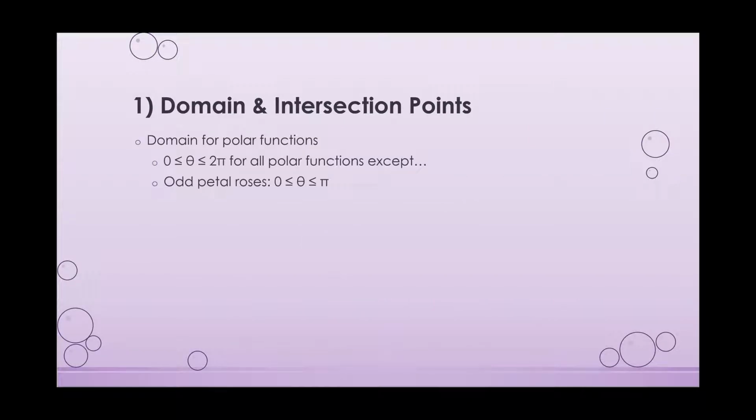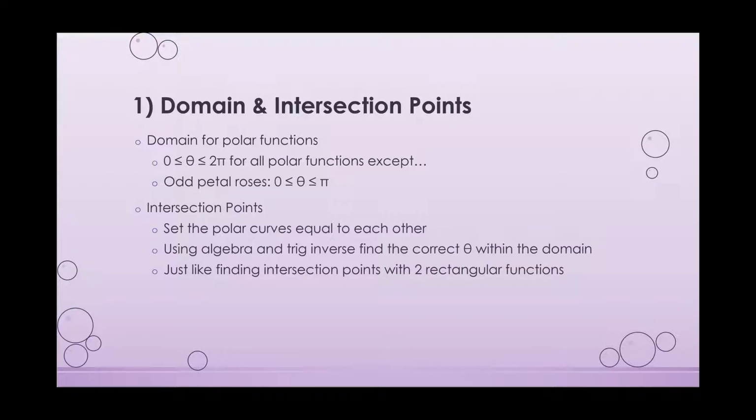The domain of polar functions is 0 to 2 pi for all polar functions except for odd petal roses, which is 0 to pi. And to find the intersection points, you want to set your polar curves equal to each other and use algebra and inverse trig to find the correct theta, just like finding intersection points between two rectangular functions. To find the area, we use this formula that's displayed on the screen.